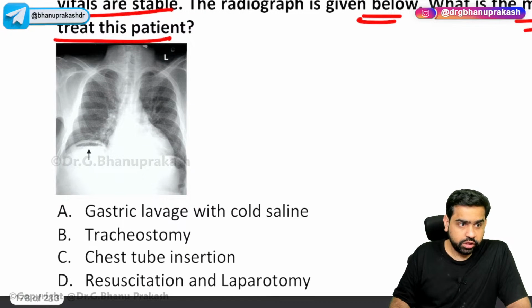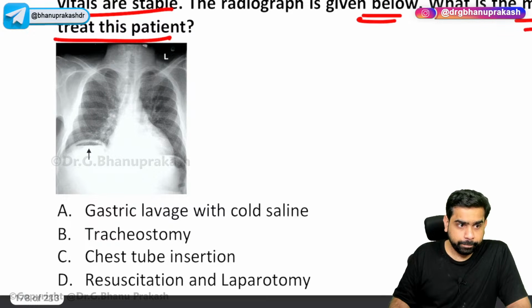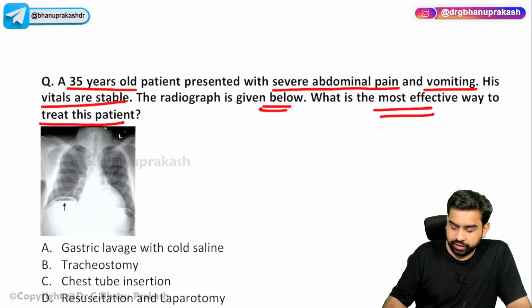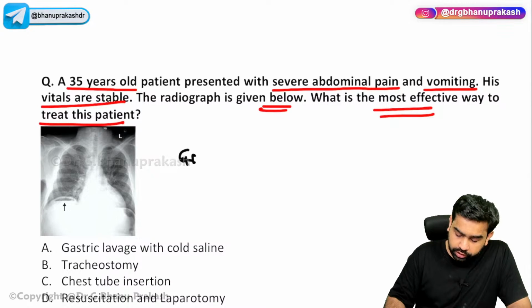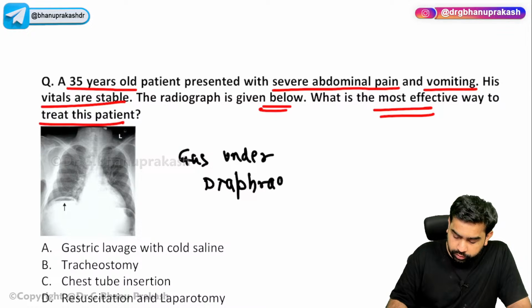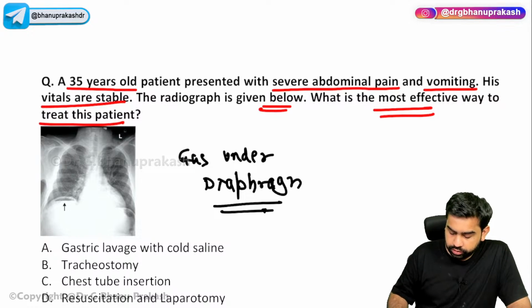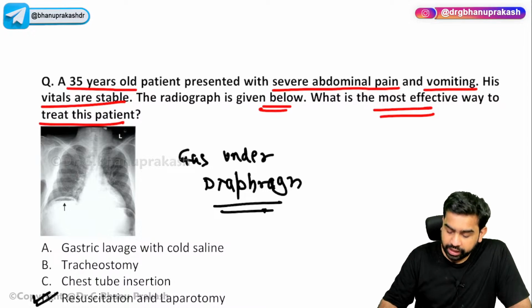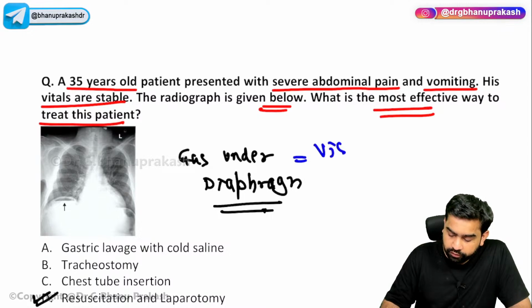So what is the answer over here? Yeah, this is gas under the diaphragm. So what are you basically finding over here? This is gas under the diaphragm. Obviously you'll have to do a resuscitation and laparotomy, because whenever you have gas under the diaphragm, it basically means that there is a visceral perforation.